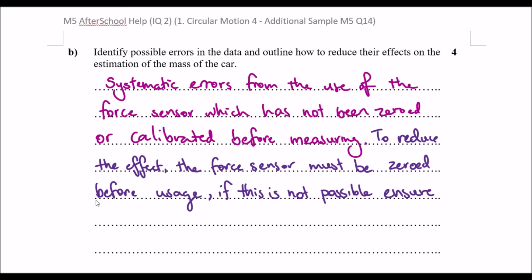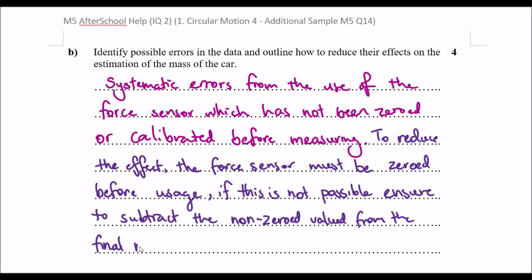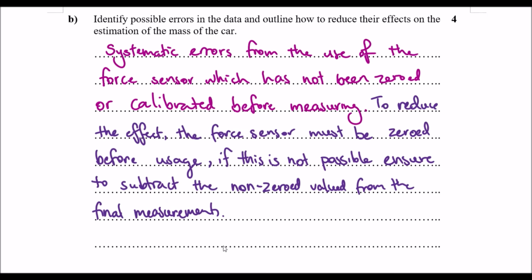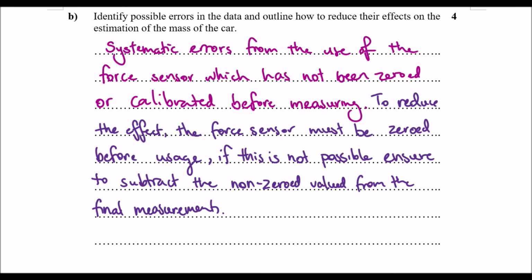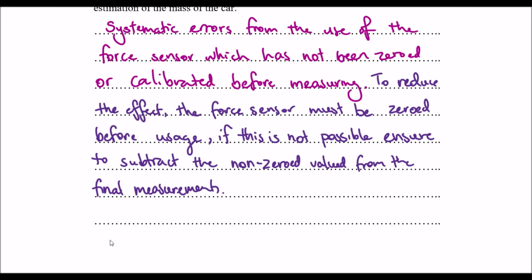ensure to subtract the non-zeroed value from the final measurements. Okay, so that's how we deal with that one. Next one we want to talk about is our random error. So with our random error here, that would be, like we said, with the stopwatch.